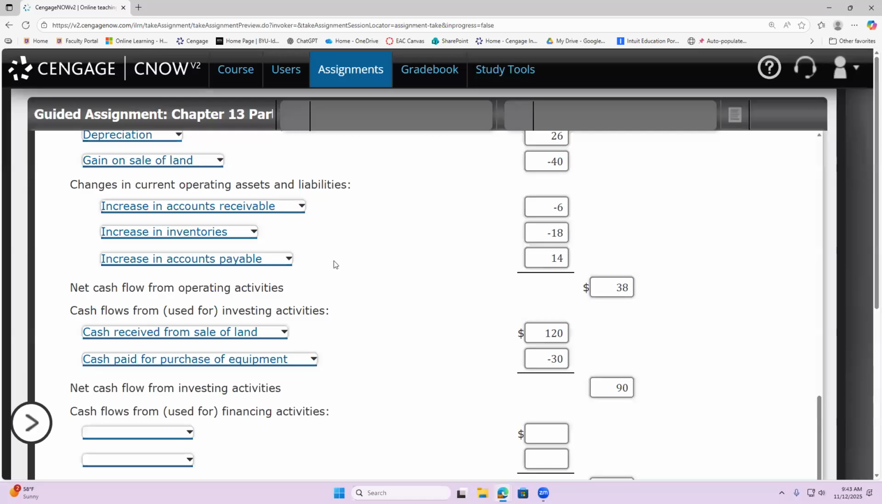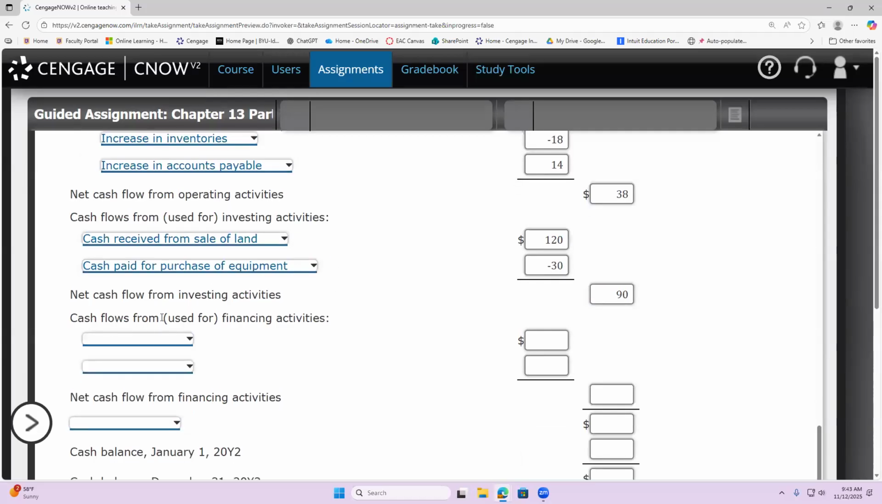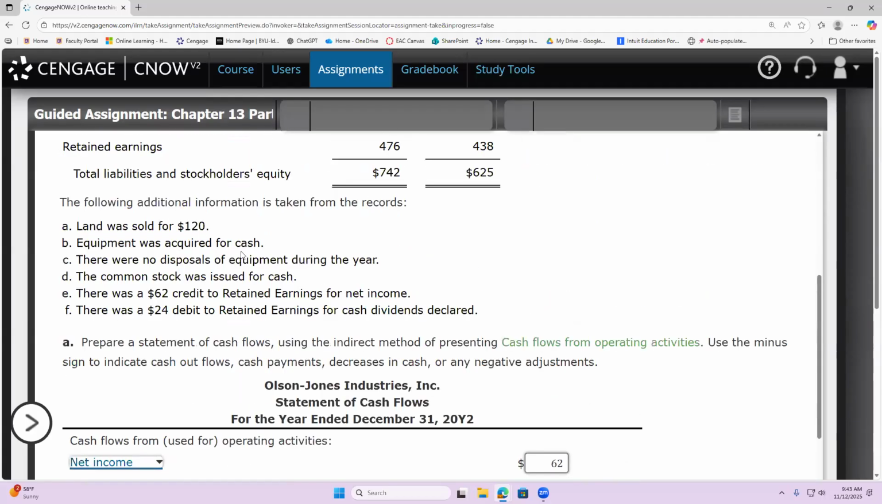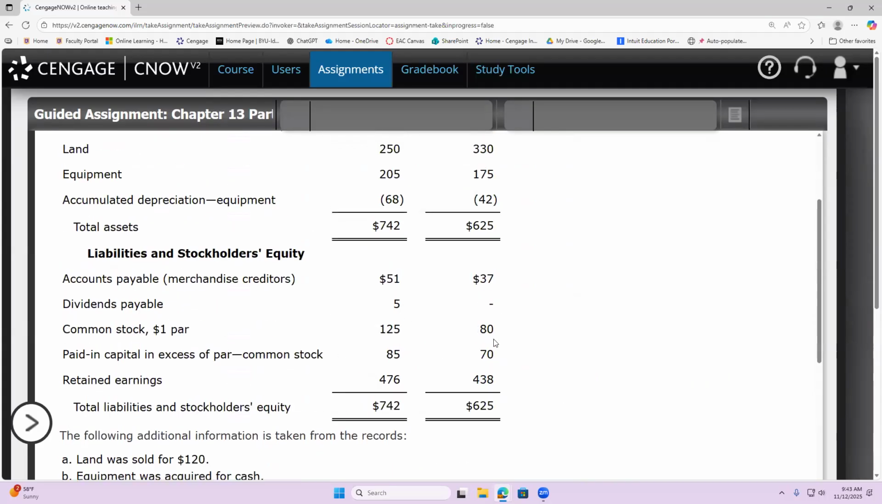All right. Finally, we're going to come down to the financing activities. So again, we'll look up here and see that there was common stock issued for cash. Oh, this was important too. This says there were no disposals of equipment for the year. So we could know then that that whole change in equipment was just from that purchase, is why they're telling us that. Common stock issued for cash. So we'll come up here. We'll look, common stock was 80 at the beginning of the year, went up to 125 at the end of the year. So that's an increase of 45.